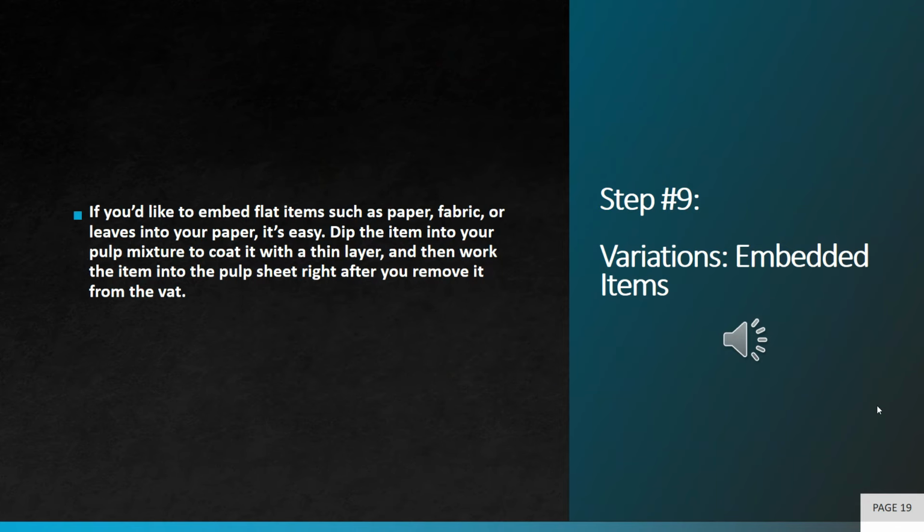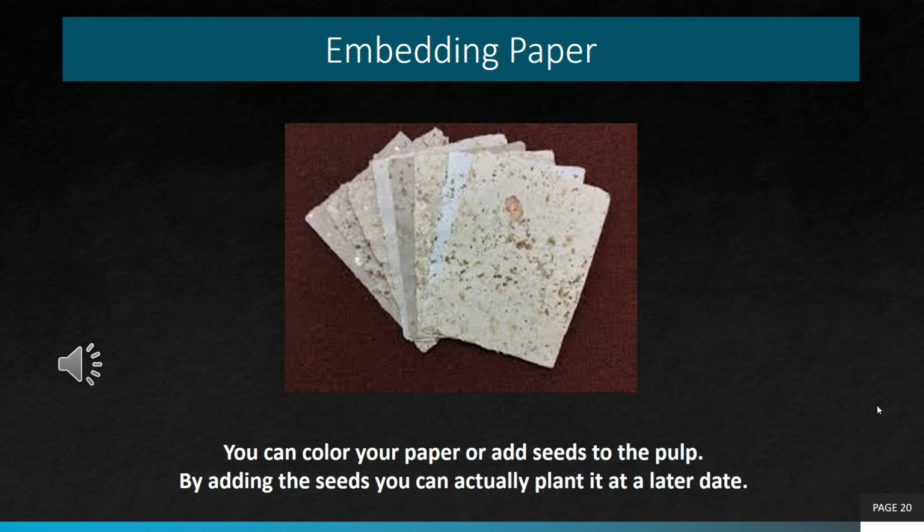So I mentioned it here again. You could take ripped up fabric, leaves, glitter, ribbons, whatever you want, and mix that in with your pulp prior to the couching or drying process, and you'll have plenty of variation in the sheets that you're going to make. Here's some examples here, some flowers and seeds that you can actually plant down the road.